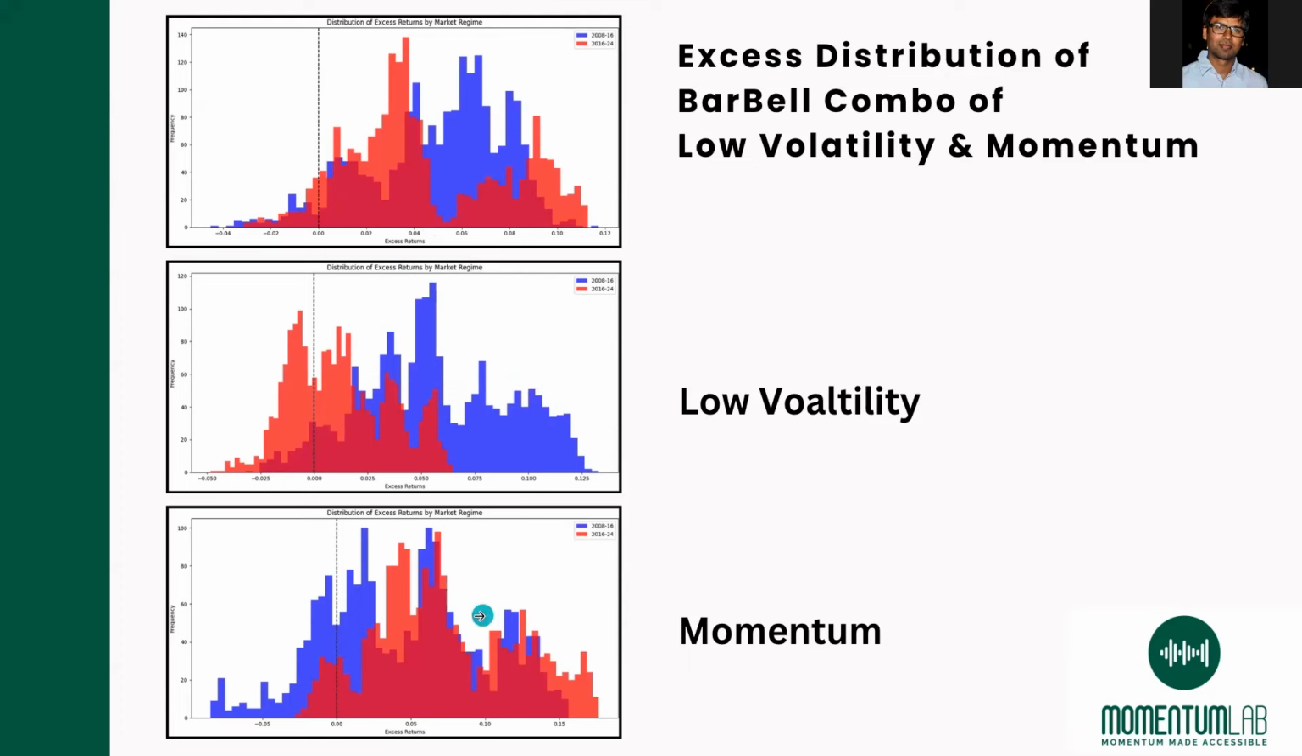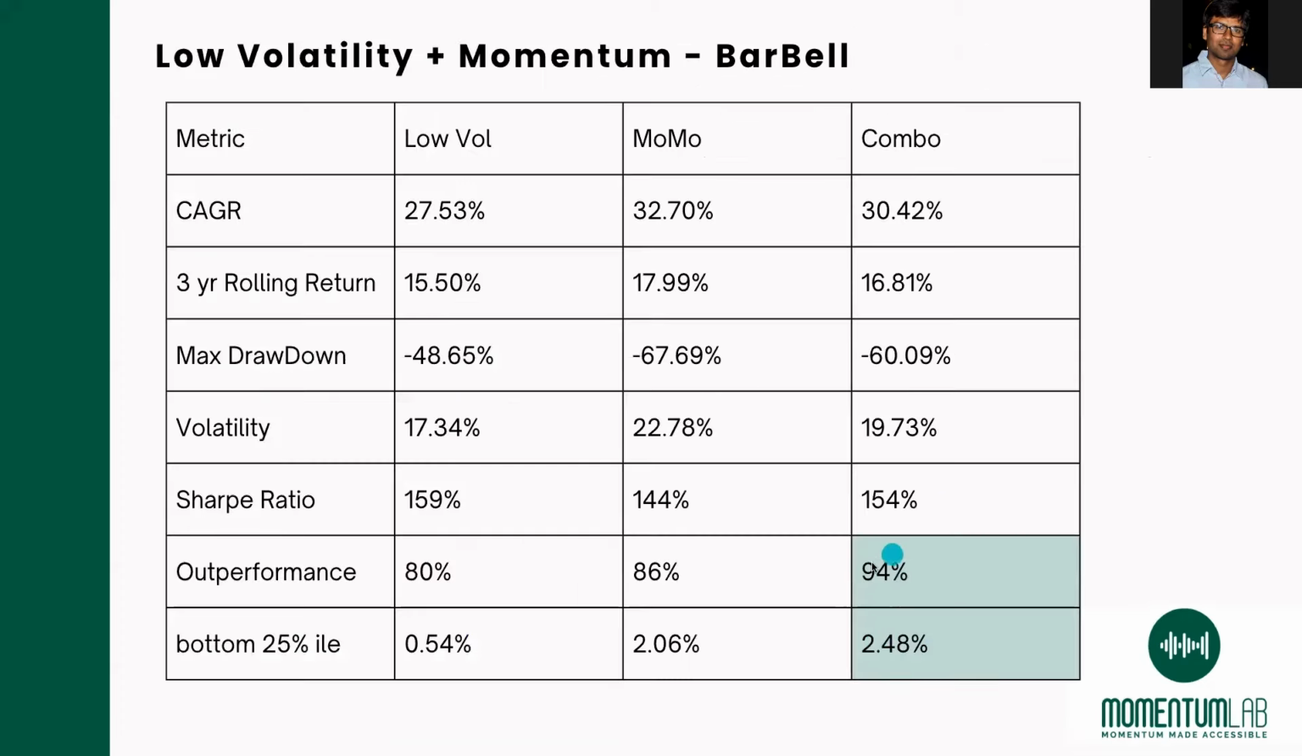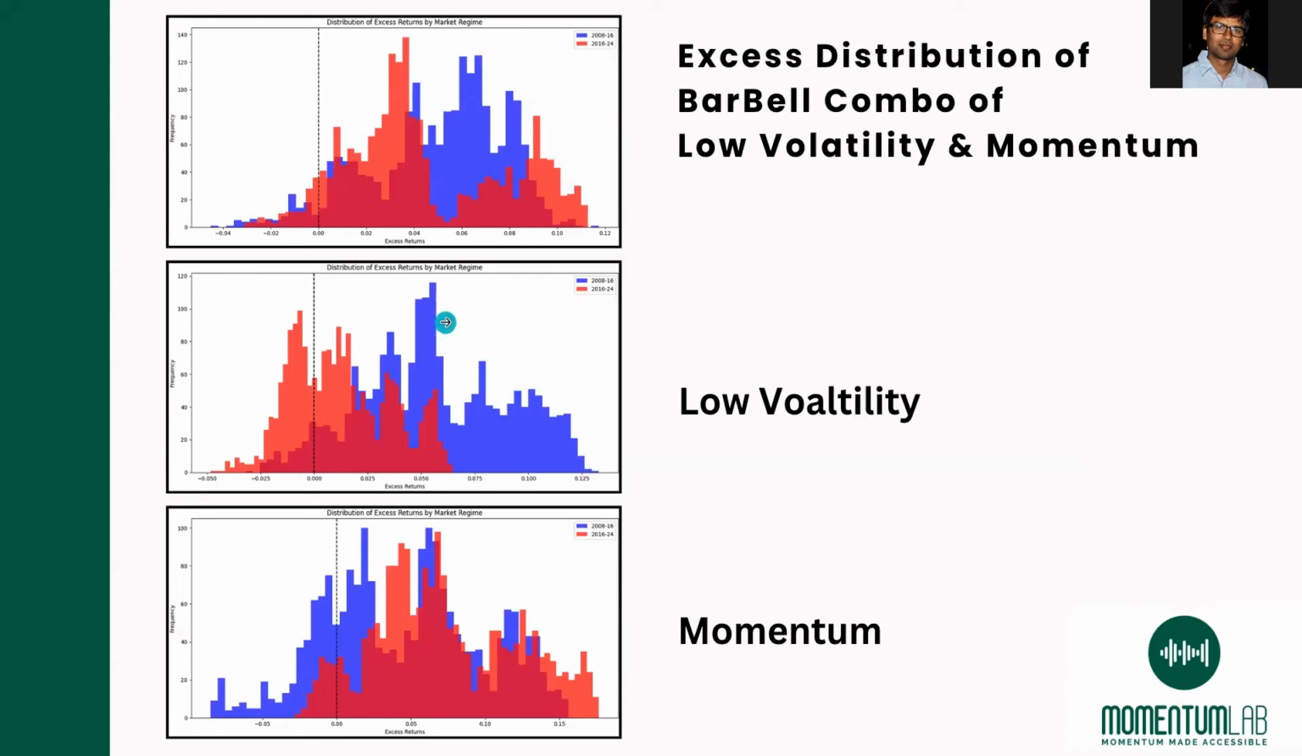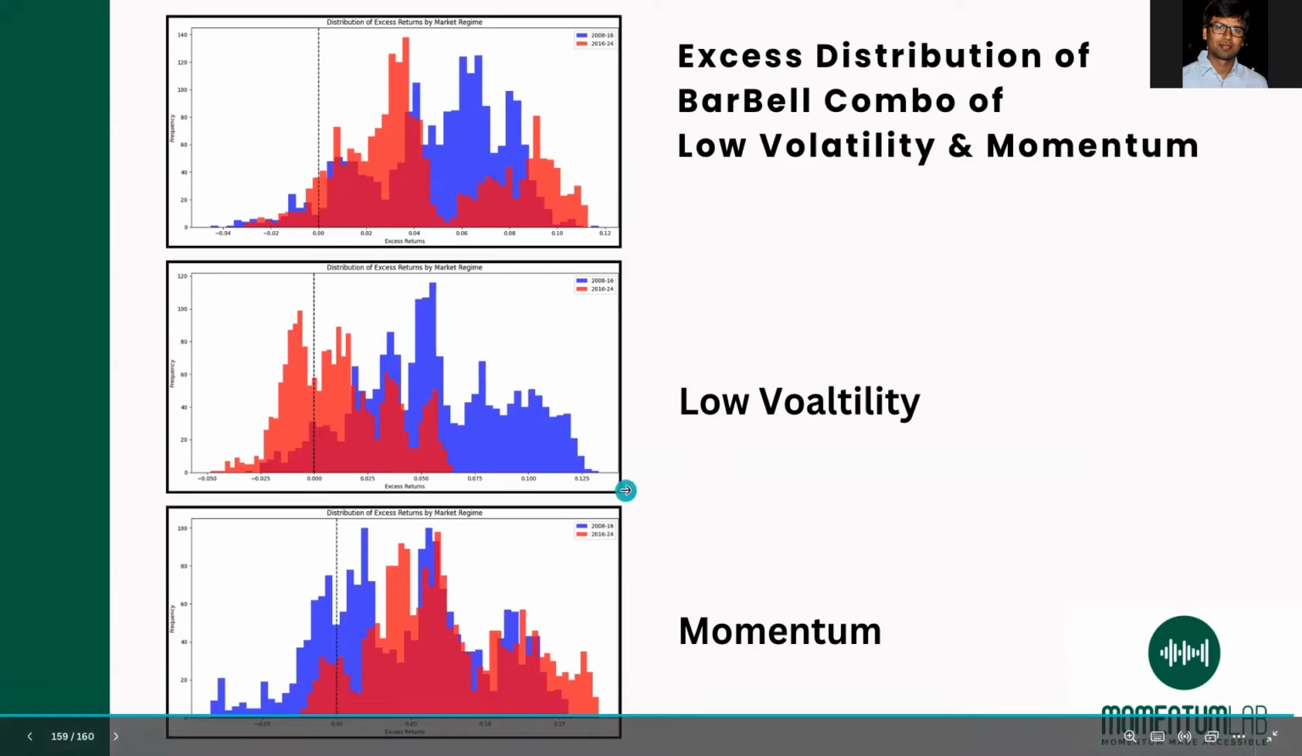When you combine momentum and low vol, you see the entire distribution shifts towards the right. That can be seen in this outperformance. The combination outperforms the Nifty 50 by 94% at times. Meaning, if you enter randomly between this period of 16 years and you invest equally between low vol and momentum and wait for 3 years, then there was a 94% probability that you would have beaten Nifty 50.